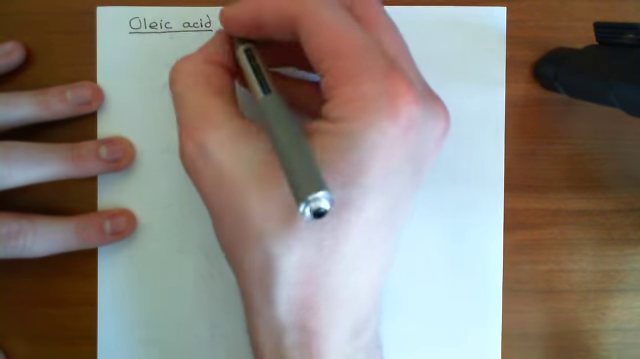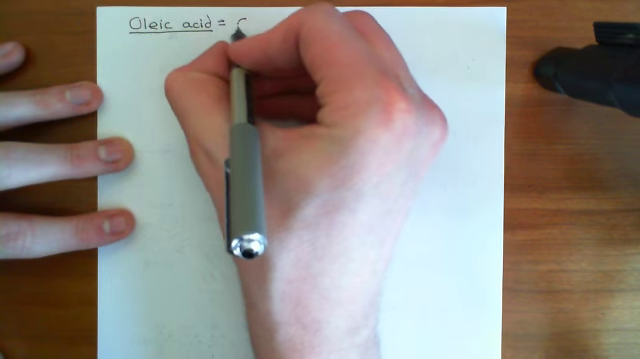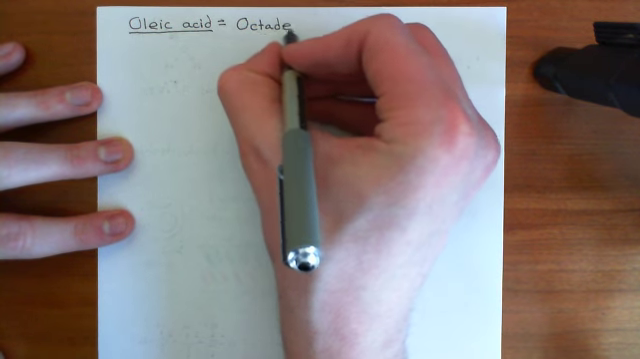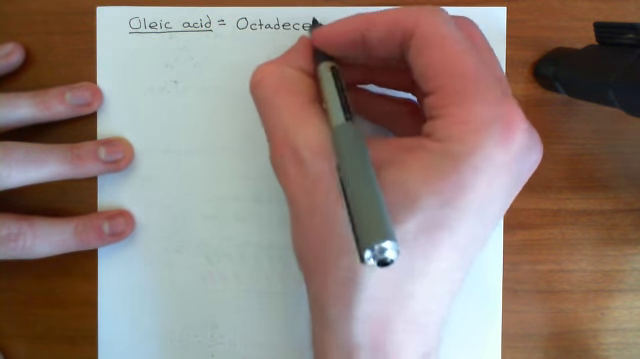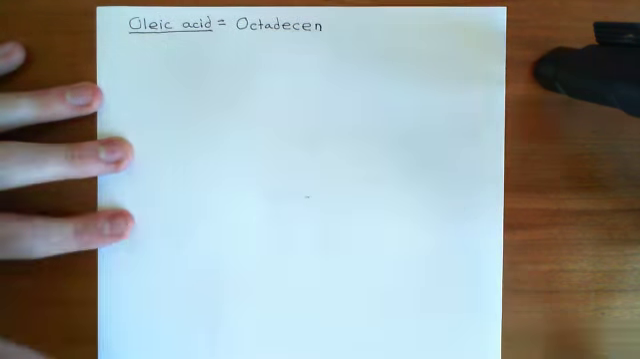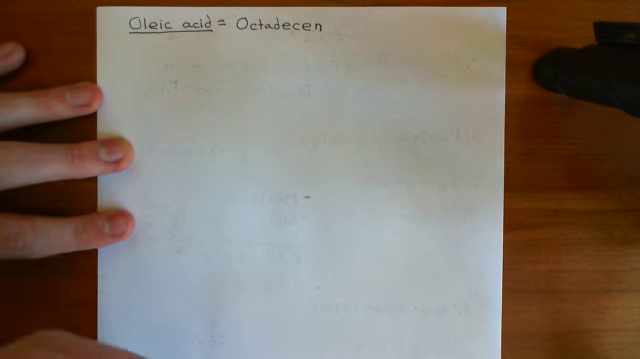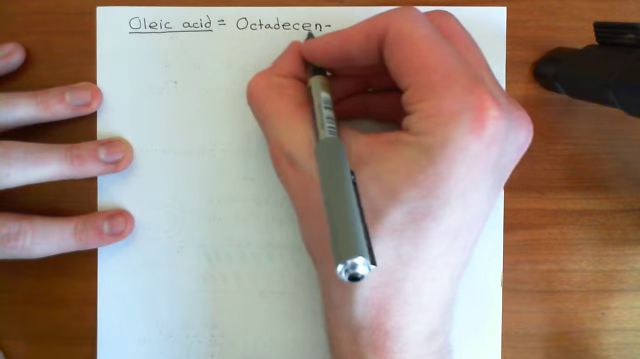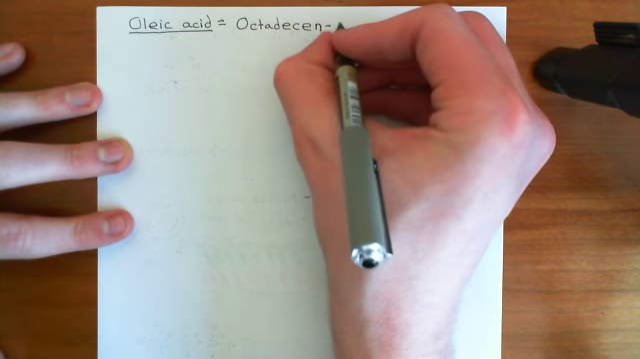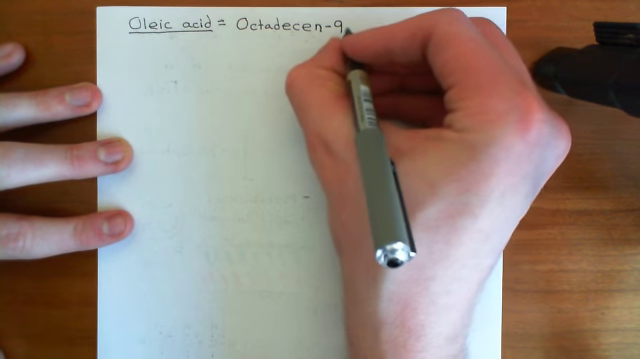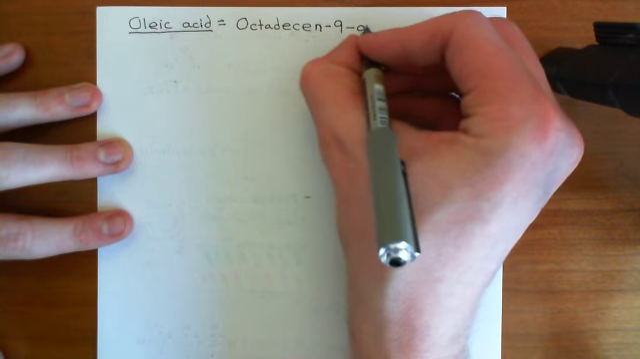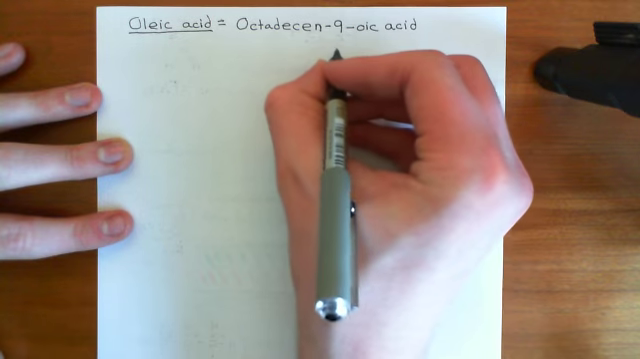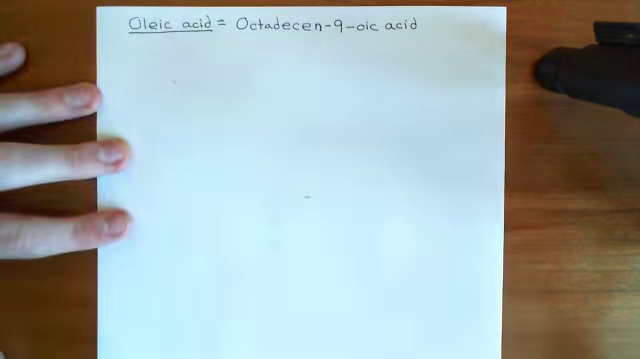If you want the proper chemist name for this, it will be octadecanoic acid, but then we have to tell you what carbon the double bond is coming off. So what you do is you put octadecene, that shows us that you've got a double bond at some point. Then you put a 9, so it's octadec-9-enoic acid. So people would call this octadec-9-enoic acid.